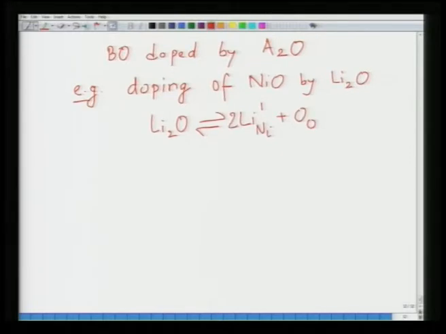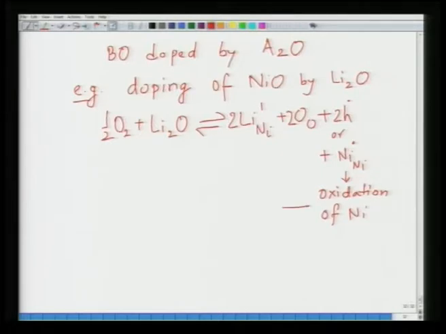Now, in order to maintain the site transport, if you have both the Li's going to oxygen site, then you are going to find oxygen vacancy, or let us say you bring in the oxygen from outside. So, both the oxygens are occupied. In this case, it can result in either the formation of a hole, right, or you can represent this by Ni at Ni site. So, this is nothing but oxidation of nickel.